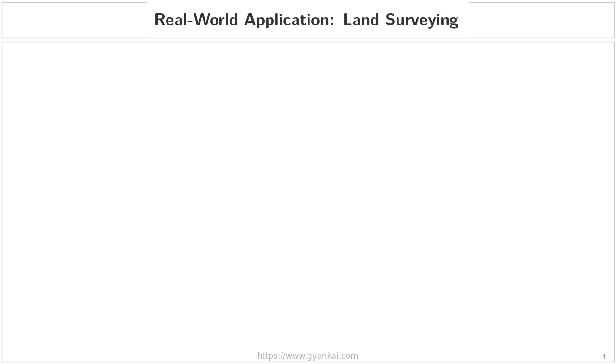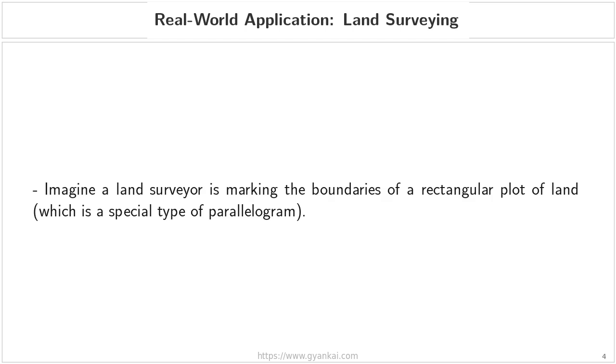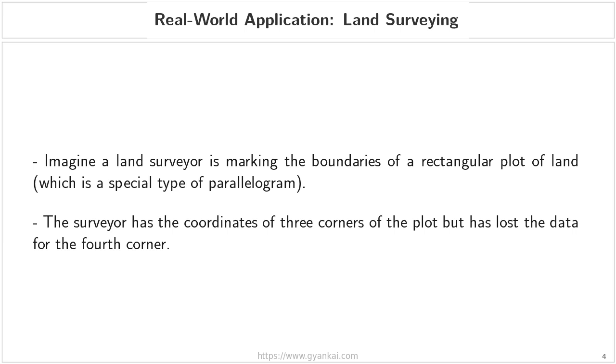Real-world application, land surveying. Now, you might be wondering, when will I ever use this in the real world? Let's step away from the abstract coordinate plane for a moment and look at a practical application in land surveying. Imagine a land surveyor is out in the field, marking the boundaries of a rectangular plot of land. Now, remember what we discussed in the previous slides. A rectangle is actually just a special type of parallelogram. Suppose this surveyor has successfully recorded the coordinates for 3 of the corners of the plot, but due to an error or lost data, the coordinates for the 4th corner are missing.